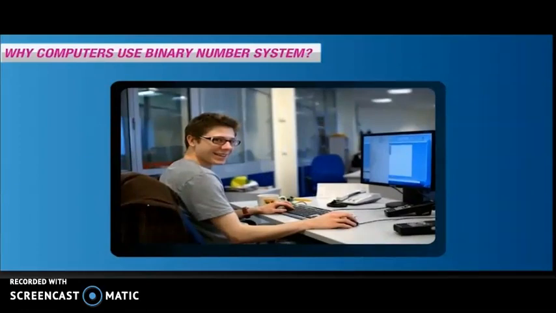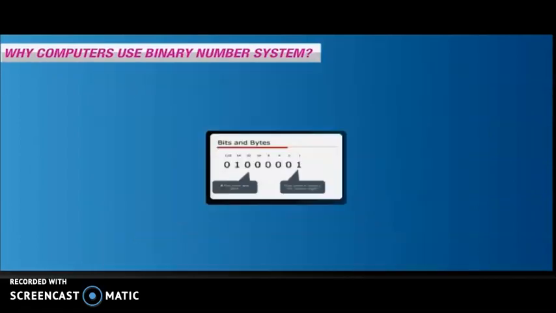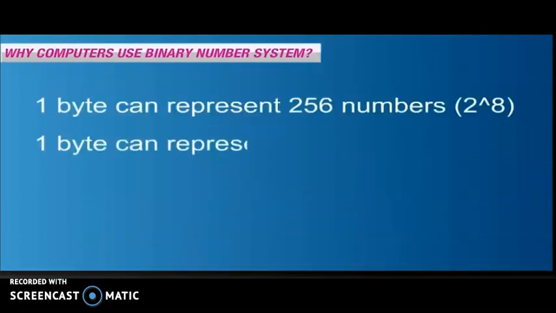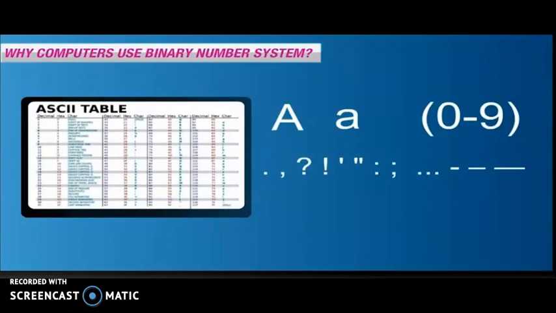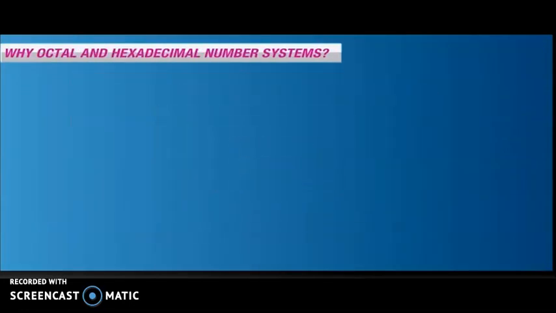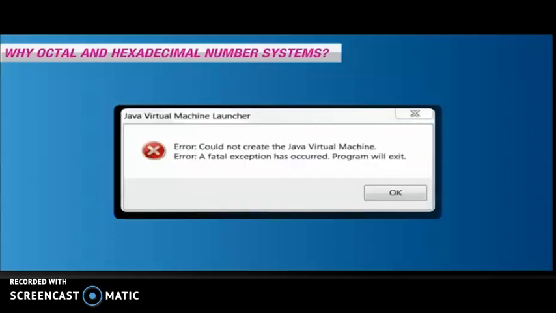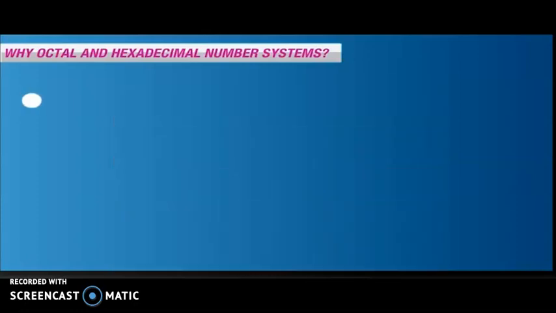So from the binary system we are now able to design an electric circuit. Then one byte and bit, that's how the storage is happening. Then capital A, small letter a, all have their own representation. Moving on to octal and hexadecimal. Octal means numbers consisting of only 8 digits, 0 to 7, with the base. Then we have the hexadecimal. Hexadecimal means 16 digit numbers, 0 to 9 and A to F.